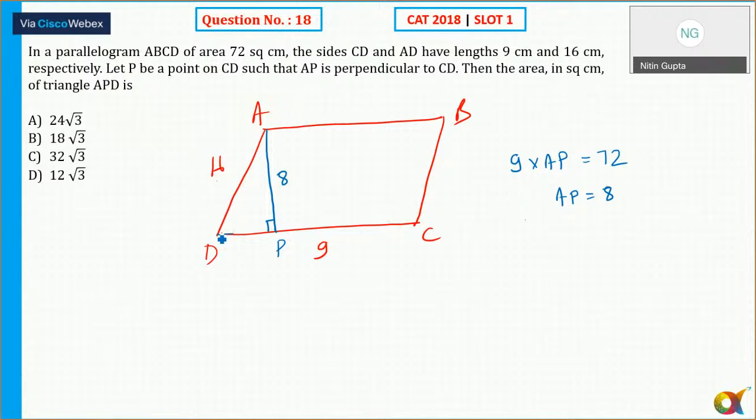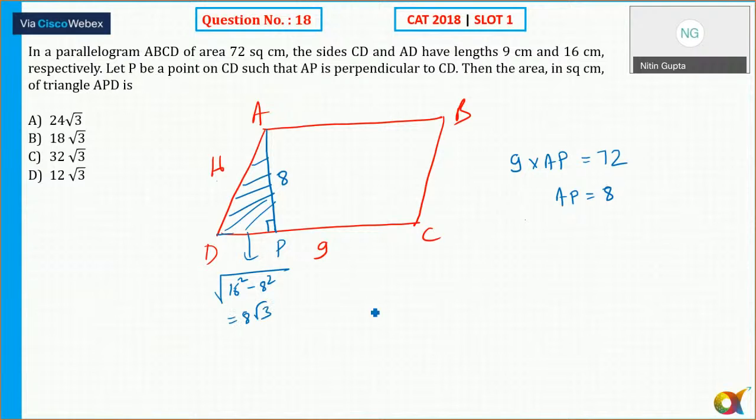So can you tell me what is the length of DP? We need to find out the ADP. So for the length DP, use Pythagoras theorem, that is root of 16 square minus 8 square. So 16 square minus 8 square comes out to be equal to 8 root 3.